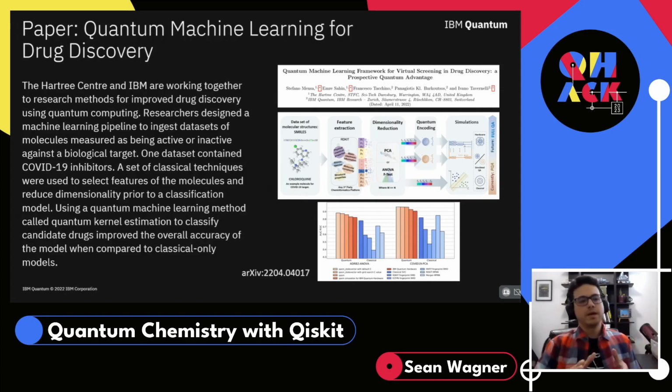But once they got to that point in the pipeline, they could throw this to a machine learning method to say whether this molecule is active or inactive against some type of biological target. It could be something within our own tissues. It could be a virus. One of the things they looked at was a database of molecules known to be either active or inactive against COVID-19. Using the quantum method, what they were able to show, and I'll zoom in a little bit on this figure here.